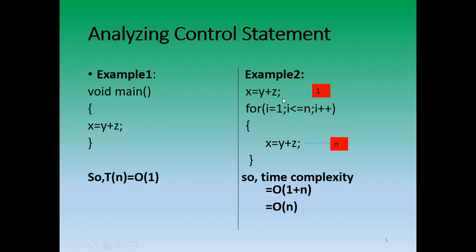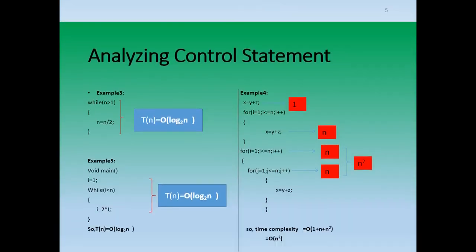Now we write the same code by using the for loop. Under the for loop, x is equal to y plus z takes 1 millisecond, and the same statement we execute n times, so it takes n amount of time. So the time complexity is order of 1 plus n. Here we neglect the constant 1. So the time complexity is order of n, which is the highest time complexity of the given code.